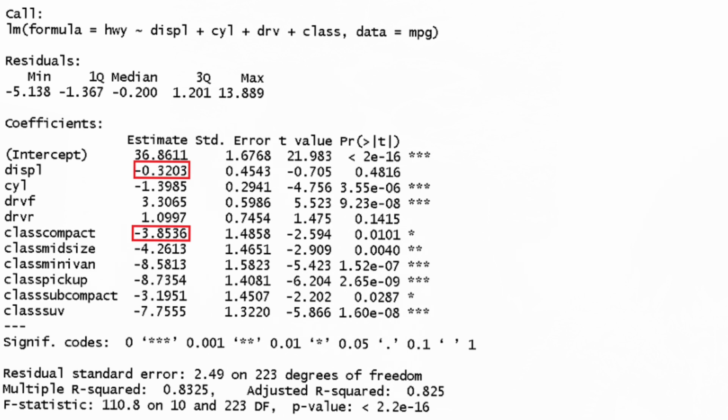Now, all of these are relative to some baseline. You have to do a little bit of digging through the data set, and you find out that the baseline is a class of 2-seater. So holding everything else constant, a compact class is expected to have a highway miles per gallon of 3.8536 less than a 2-seater. Also of interest is the fact that the estimate for the slope parameter for displacement has changed a lot. Recall in our previous example, it was negative 3.5306. Now it's negative 0.3203. So there you go.